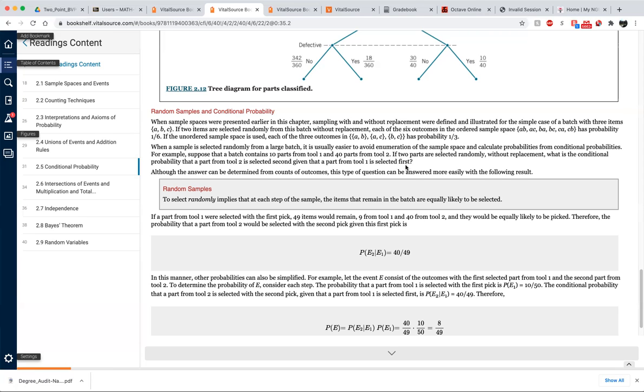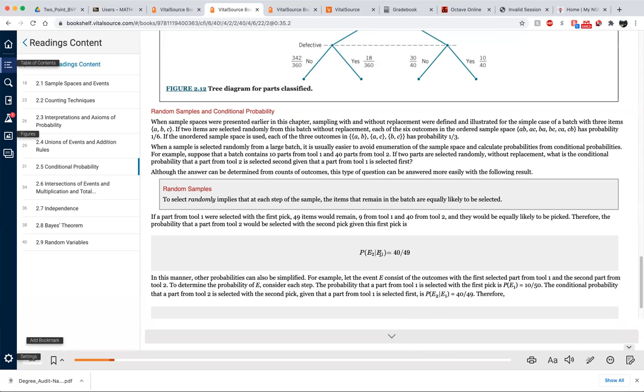Okay, so let's say E1 is the event that the part is from tool 1. E2 is the event that the part is from tool 2.